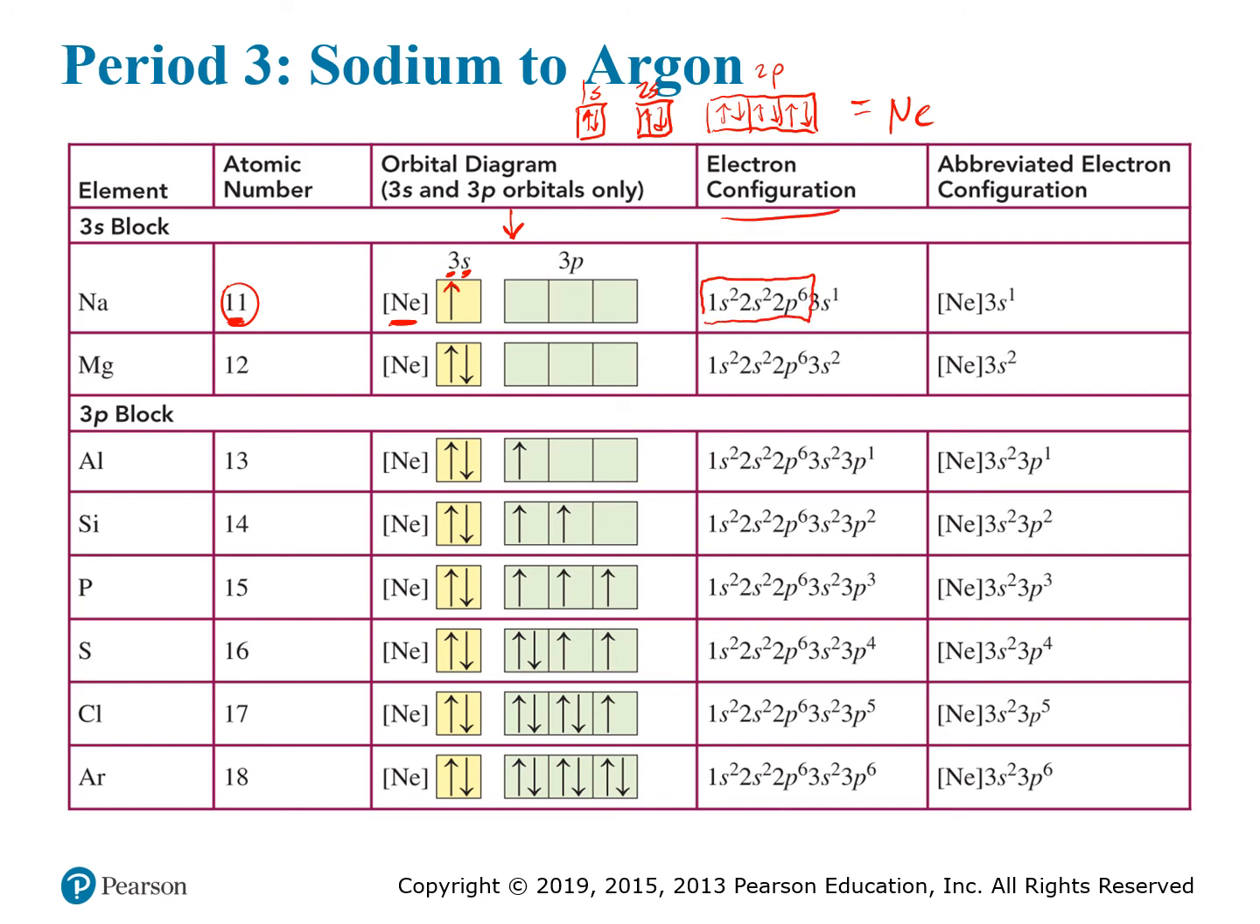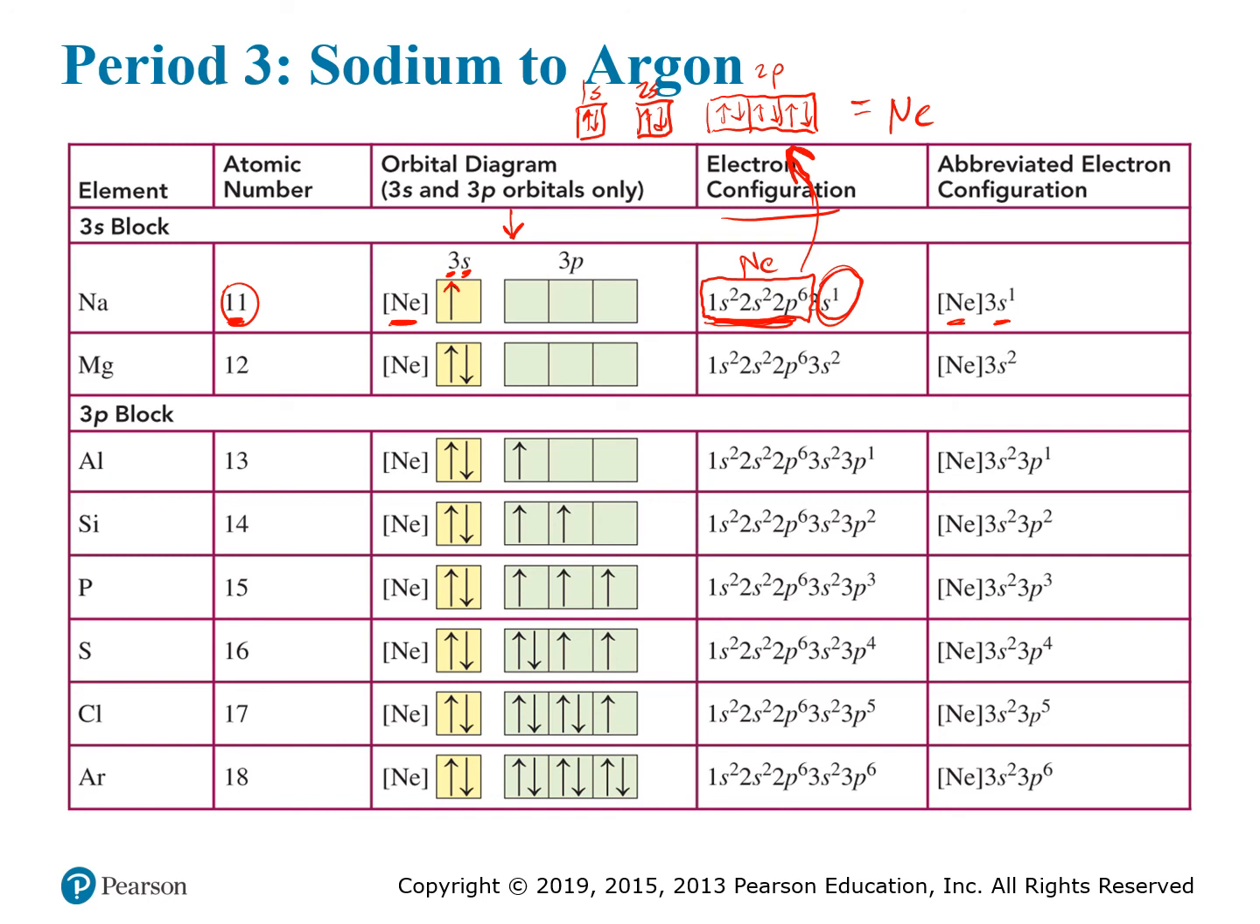I'm going to draw a box around the part that's neon, which corresponds to the orbital diagram that I drew up top. And then there's this additional 3s1 electron. It has 1 valence electron. These electrons that make up the neon configuration are the core electrons. This one is the valence electron, and so we can write it as neon with a 3s1 appended to it.